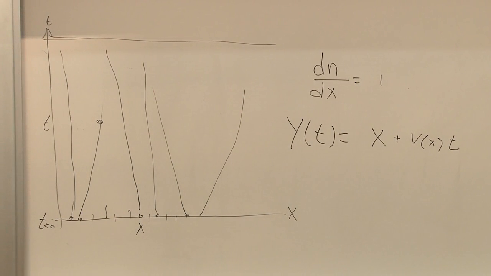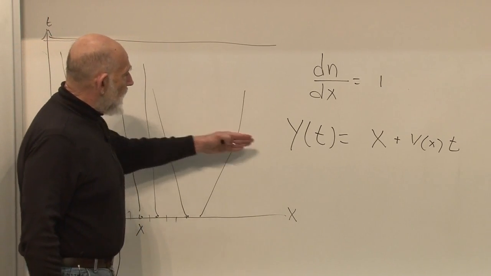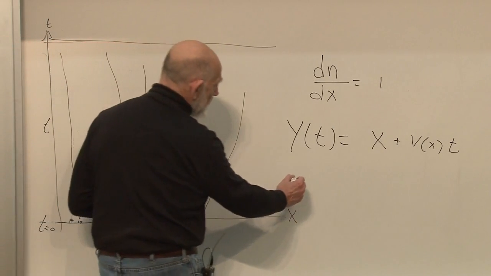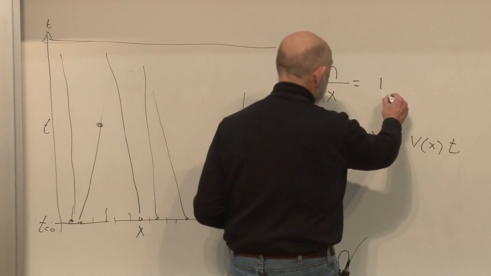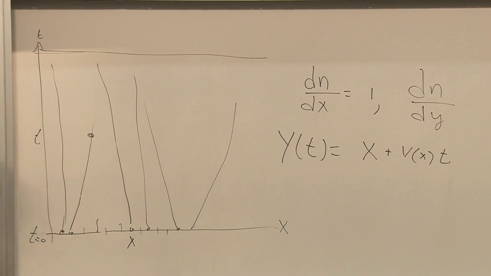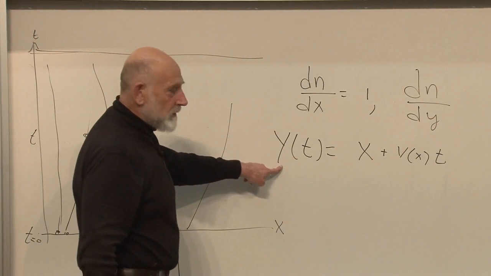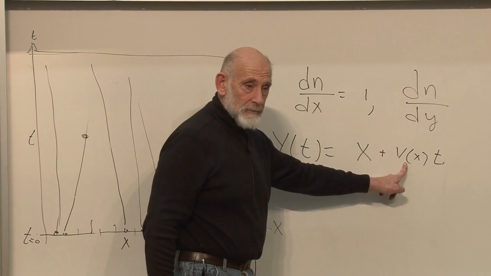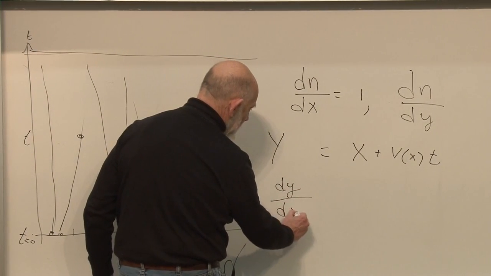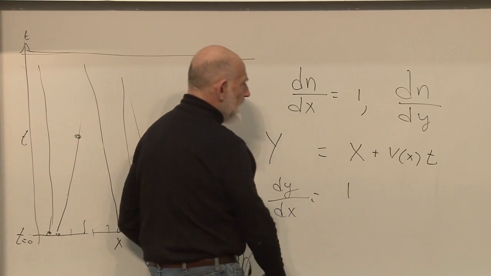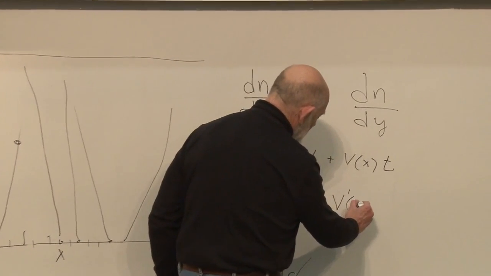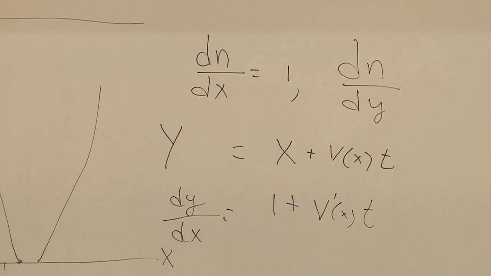All right. Now, let's try to compute at a later time how many particles there are per unit y. y is the new coordinate of the particle. We're interested in the density at a later time. What we want to compute is dn by dy. We want to know the number of particles per unit y at a later time. All right, so what's the trick? The trick is to differentiate this equation, not with respect to time, but with respect to x. So we have dy by dx is equal to 1 plus the derivative of v with respect to x. Let's call that v prime, v prime of x times t. I've differentiated both sides of the equation with respect to x.